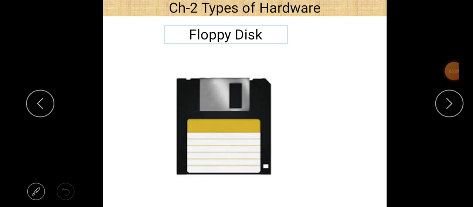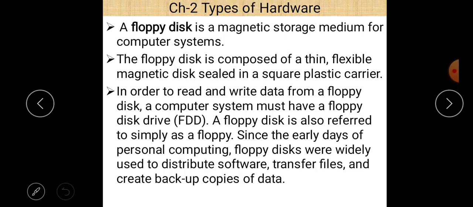Now let's talk about them one by one. First of all, the floppy disk. This is a secondary storage device, and this is the diagram of a floppy disk. Now it is outdated. Before the use of CD and DVD, floppy disks were the most used secondary storage device, in which data can be stored up to 1.4 MB. And it is very small. A floppy disk is basically a magnetic storage medium for computer systems.